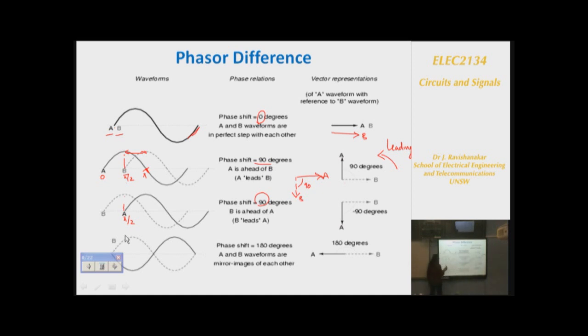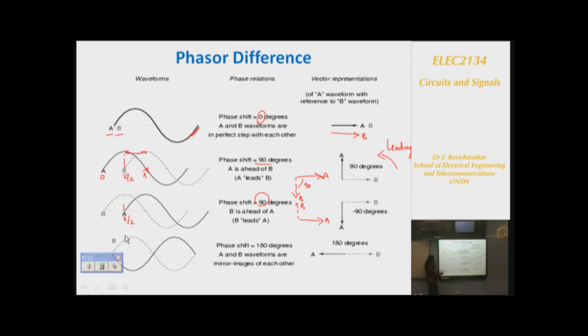So if you take A as a reference once again, in this case B actually has started earlier than A. It is leading. Okay, so in the leading direction we have to put B. So you can take any waveform as reference and represent the other waveform with respect to the reference waveform.